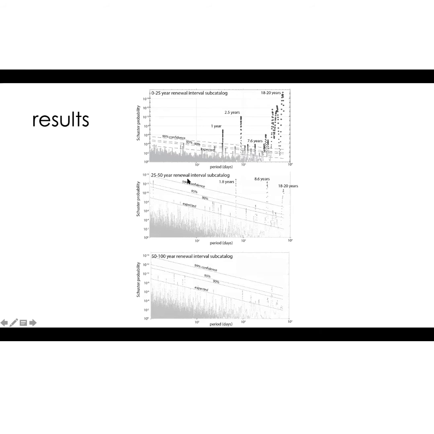If you look at the next longer bin of renewal intervals, you'll see you have much less power, much less bias toward shorter inter-event intervals, but we still see these peaks at longer periods. And then if you look at the longer renewal interval events, there are no statistically significant recurring or biased inter-event intervals.